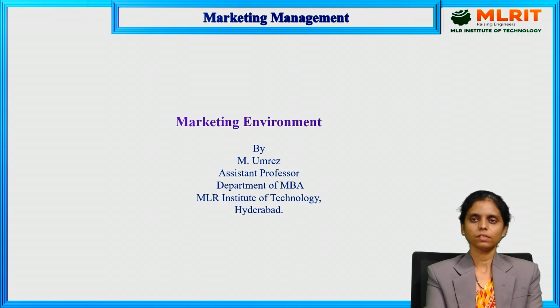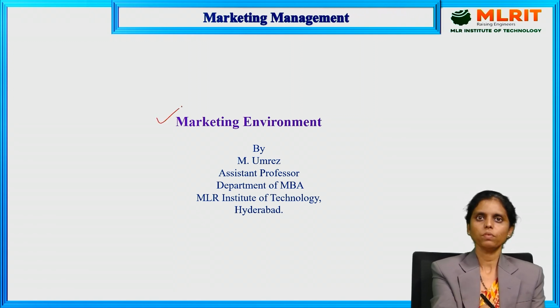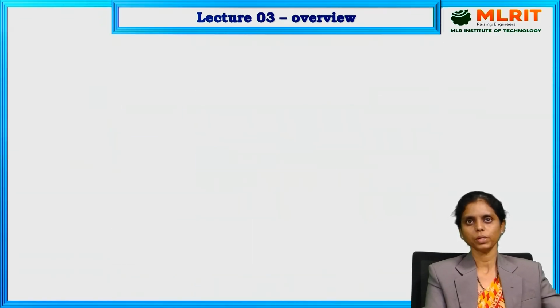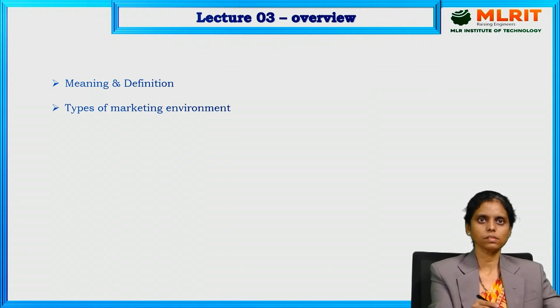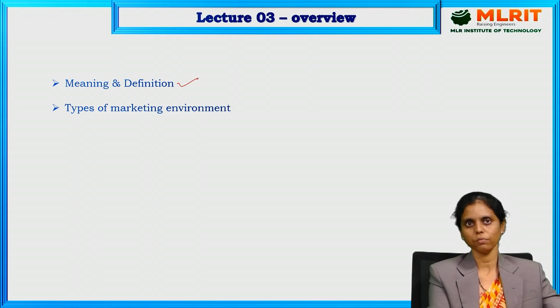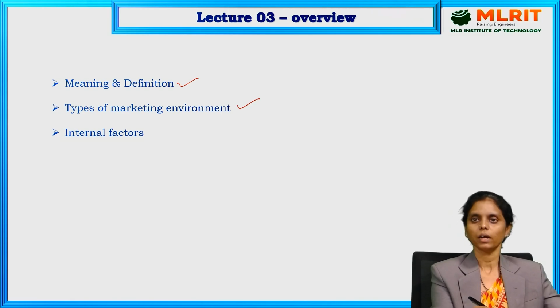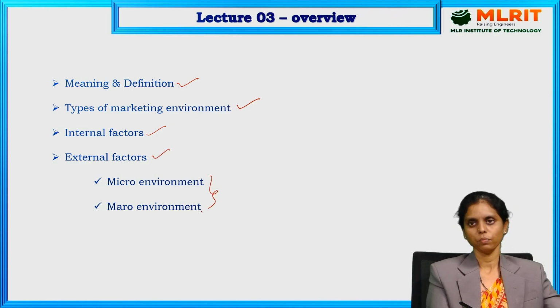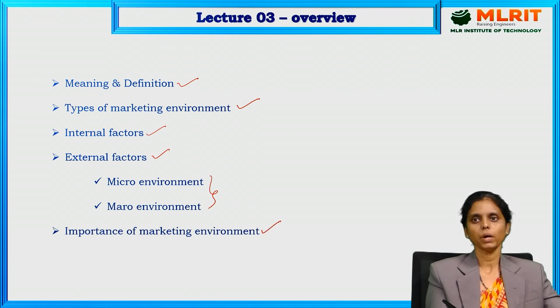I am going to discuss the various concepts related to the subject marketing management. In today's session, we will discuss marketing environment. The overview of today's session: we will discuss the meaning and definition of marketing environment and the different types of marketing environment that we have. As a part of that, we will discuss the internal factors and the external factors, that includes micro and macro environmental factors, and we will conclude today's session with the importance of marketing environment.